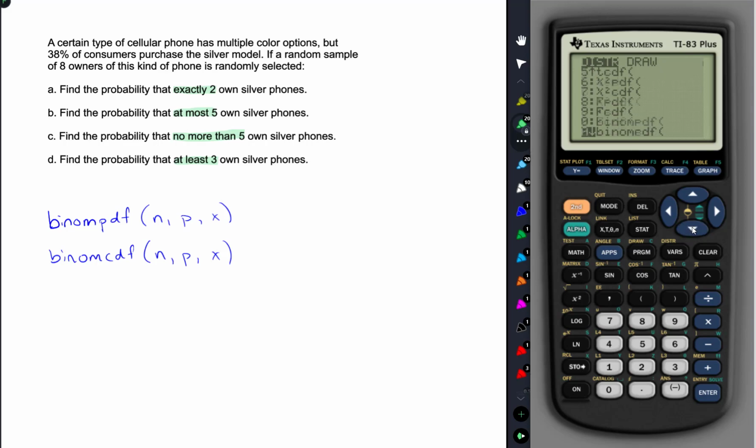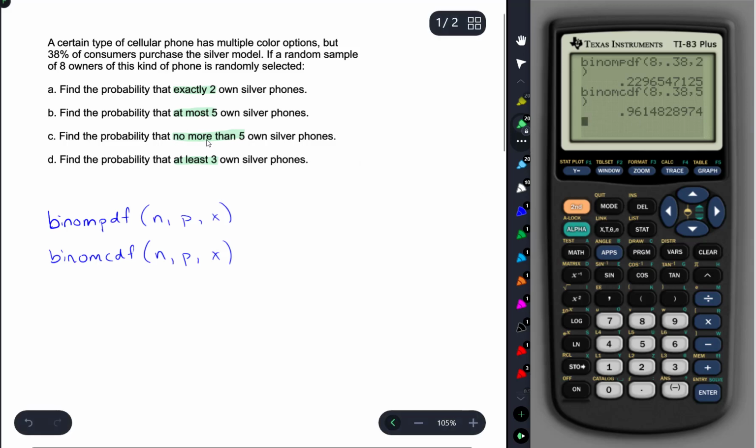I've got to scroll down to get to it, with 8, 0.38, and the last input would be 5. And I get 0.9615, which is exactly what we expected. All right, for no more than 5.